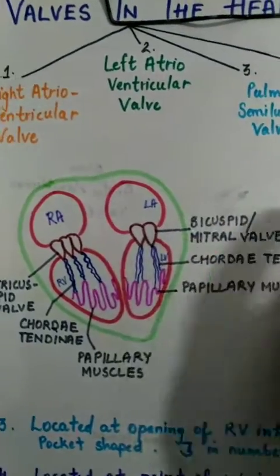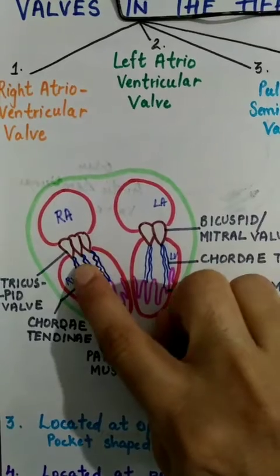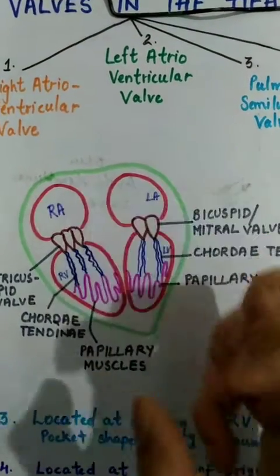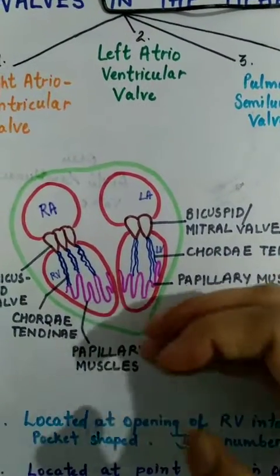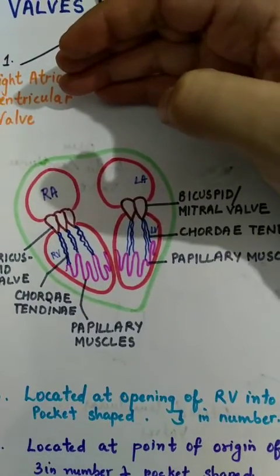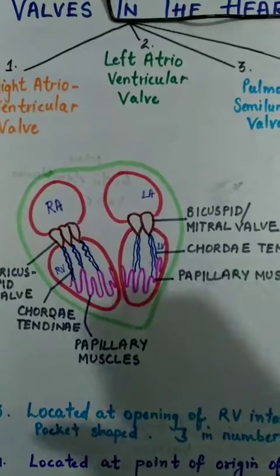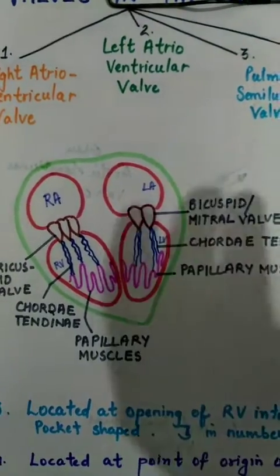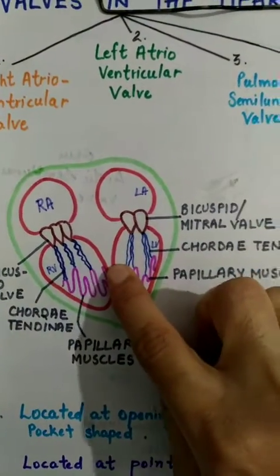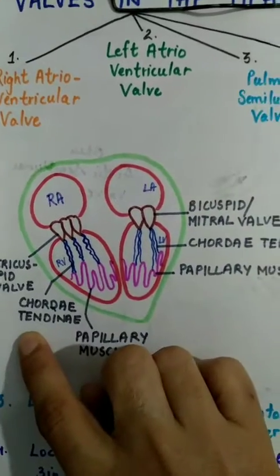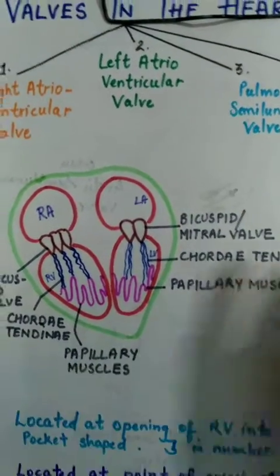So what happens here? These chordae tendineae keep these flaps intact in their position. They do not let them open to the backside direction, so that the unidirectional flow of blood will keep on continuously moving from right auricle to right ventricle and from right ventricle to the pulmonary artery.